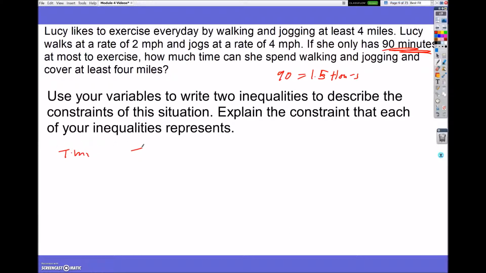So if I take my time, so this is the first one, time is time spent jogging and time spent walking has to be less than or equal to, well, let me see, she only has 90 minutes at most. So it has to be less than or equal to 90 minutes. So time spent jogging plus time spent walking is less than or equal to 90 minutes. That's my first one. The second one is speed, or I should say distance.